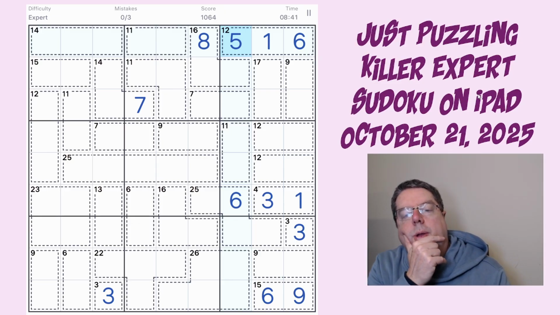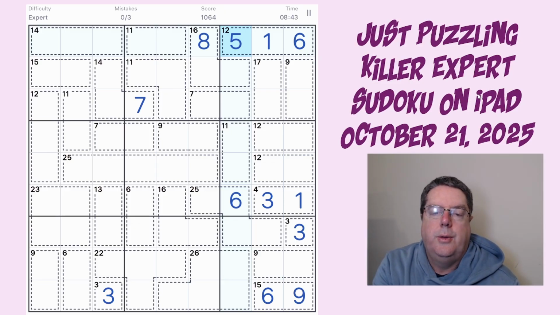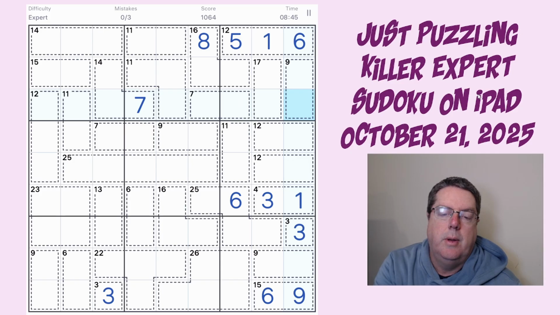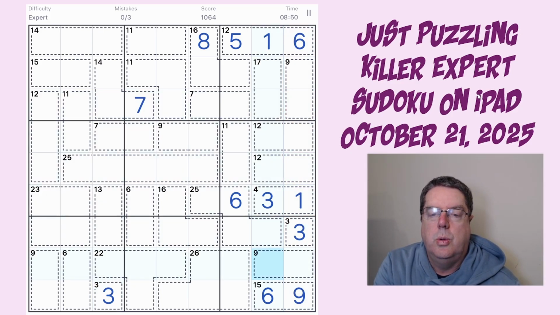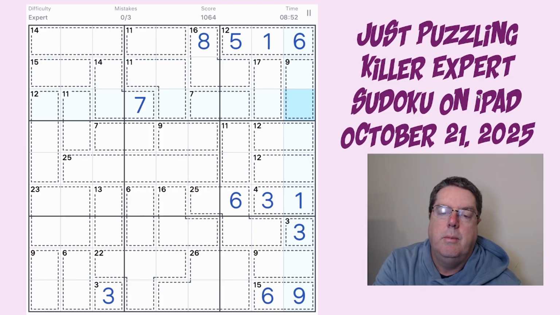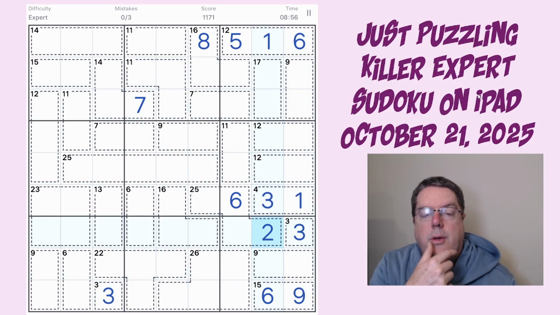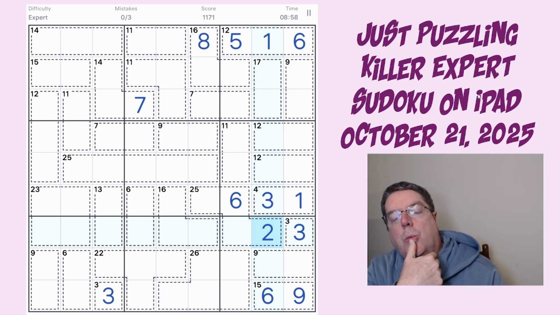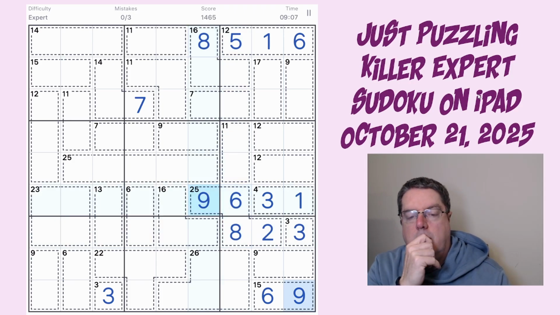8 and 9. So 1, 6, 3. So this is 2 and 7. That means that 2 has to be one of these two. If that's 2 and 7, that cannot be a 2, so this is a 2 here. So 6 and 2 is 8, from 25 is 17, so this is going to be an 8 and this will be the 9.